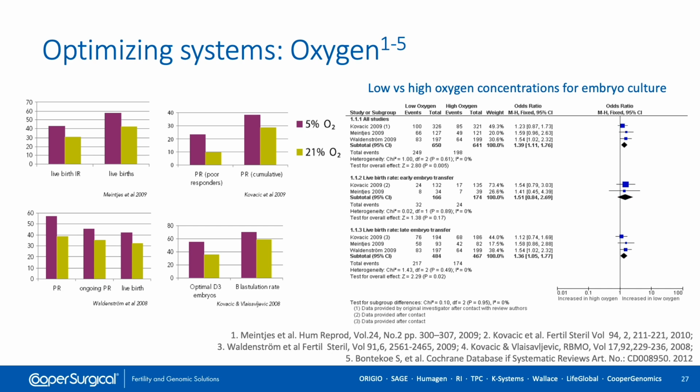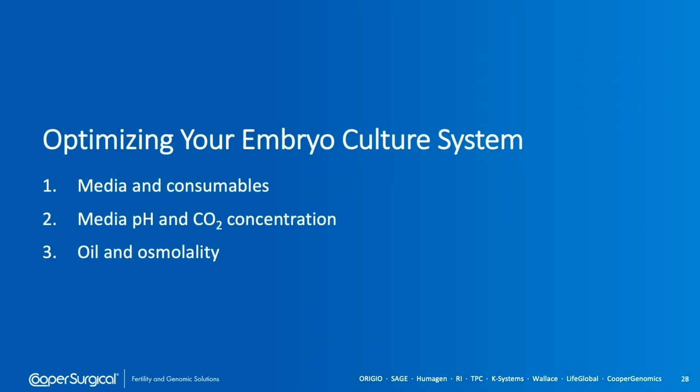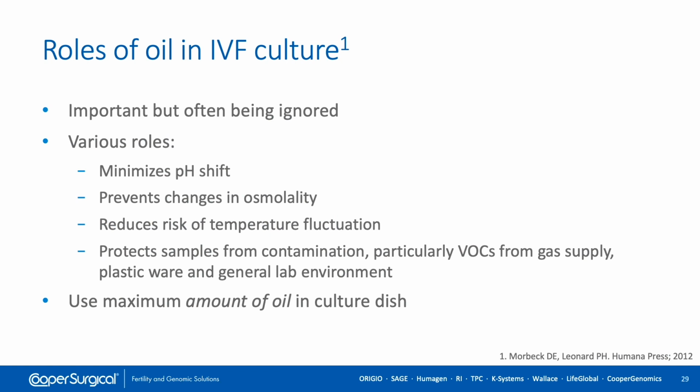So finally, we're just going to talk about oil and osmolality again. Oil is important in IVF culture because, as we discussed, it minimizes the changes in pH. If the pH does change, then embryos experience stress and therefore will not perform as well as they might.